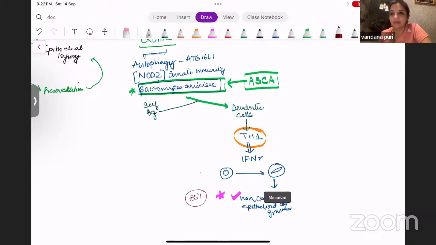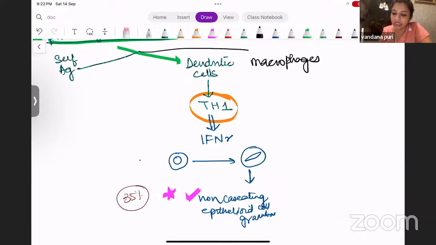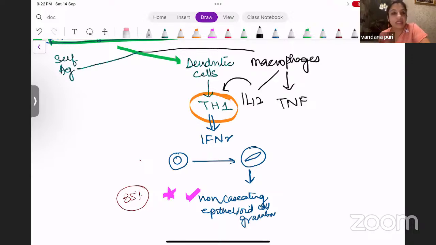Please remember, apart from this, the macrophages are also activated. Macrophages are also antigen presenting cells, so they will also recognize the antigen and they will release tumor necrosis factor and interleukin 12. Interleukin 12 will go and activate T helper 1 cells, and TNF will cause epithelial injury.